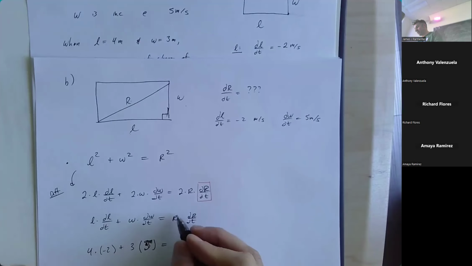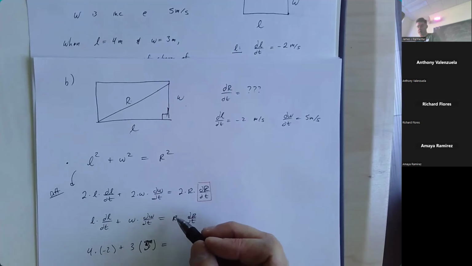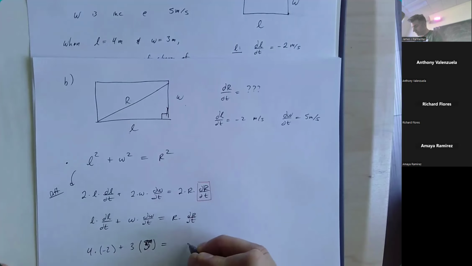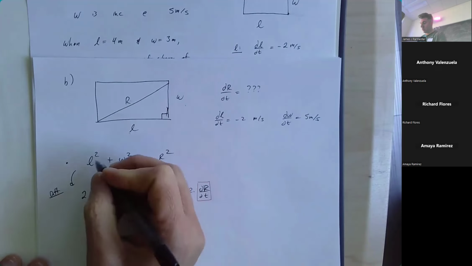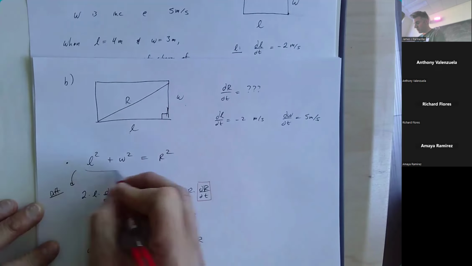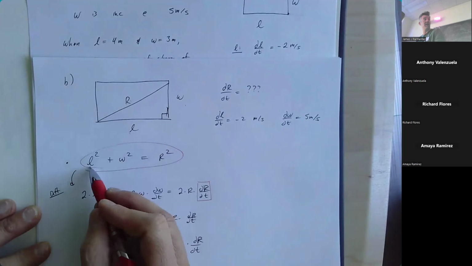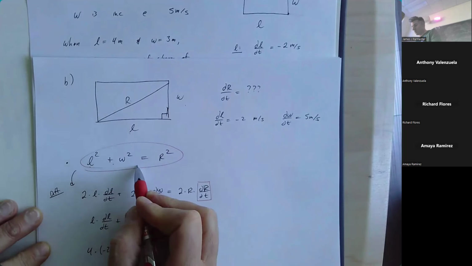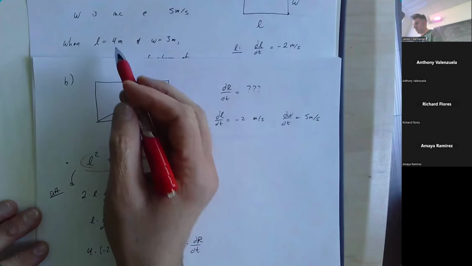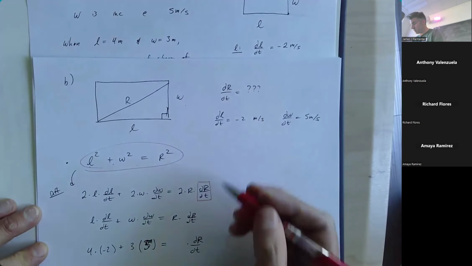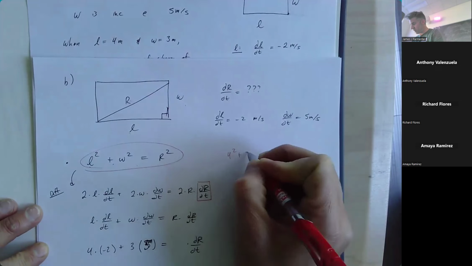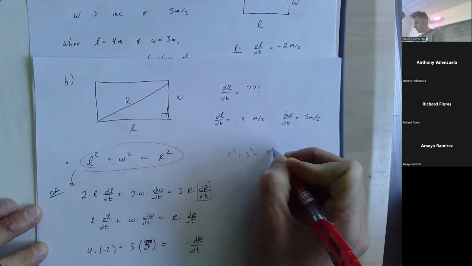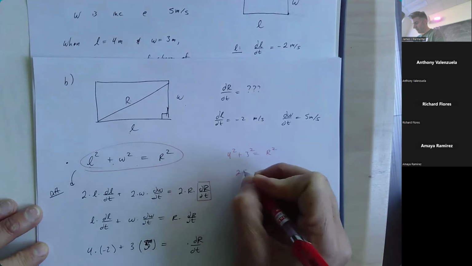Here's where we actually have to figure out what R is. We don't know what R is, but we should be able to know what R is because we're just trying to find dr dt. So that's where I'm actually going to use the Pythagorean theorem and plug in the values of L and W to find R. So L was 4, W was 3. How convenient. 4 squared plus 3 squared equals R squared. So 16 plus 9 is 25.